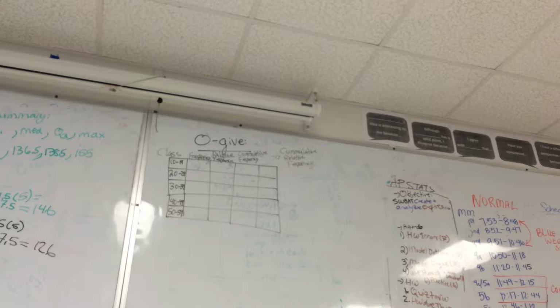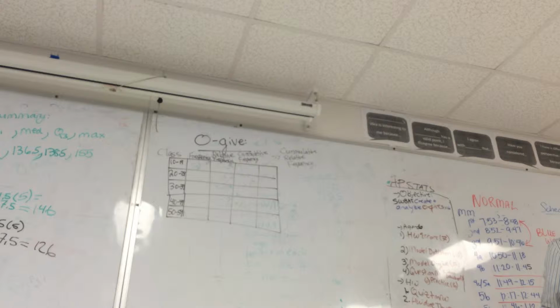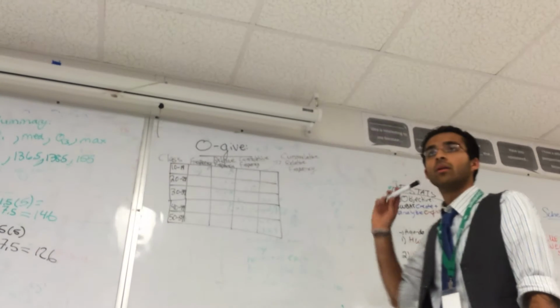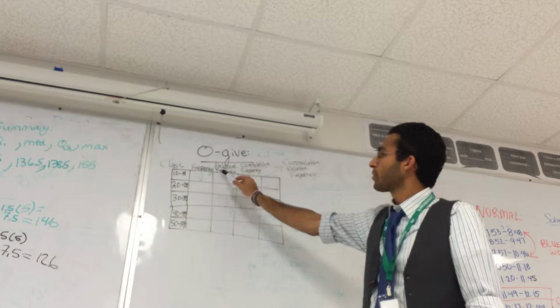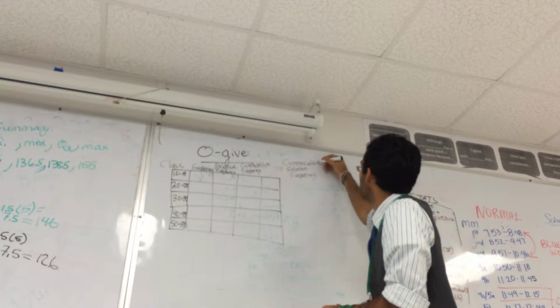So, here we go. Any questions on what's written on the board? If you can't read something, please ask. Any reading questions? Relative frequency, cumulative frequency, cumulative relative frequency.